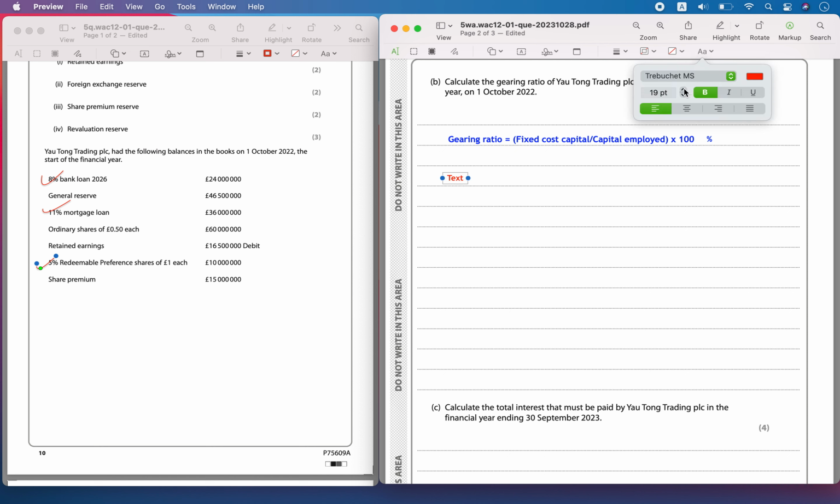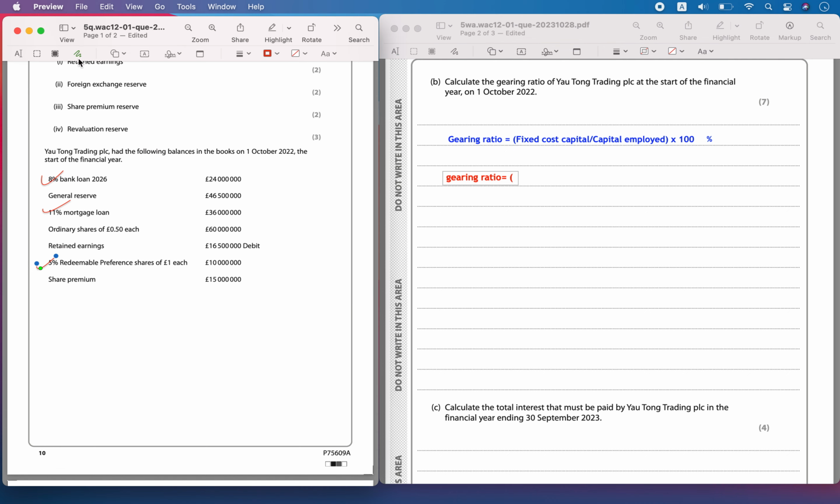Let's write the fixed cost capital. So the gearing ratio is equal to fixed cost capital. The first one is a bank loan. The bank loan is 24 million. You will write it plus, then you have the mortgage loan.